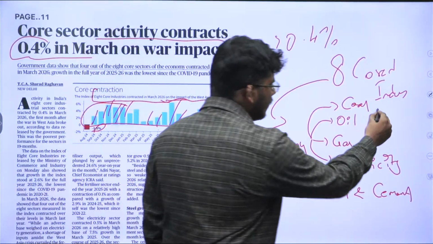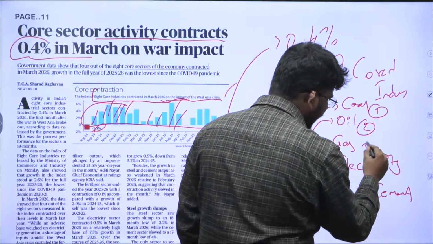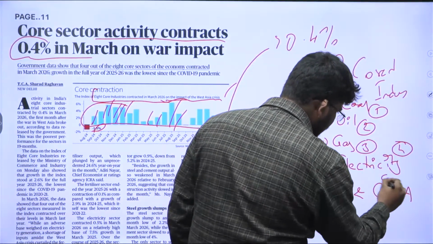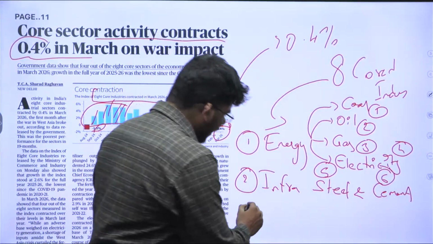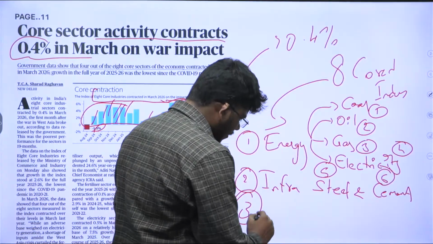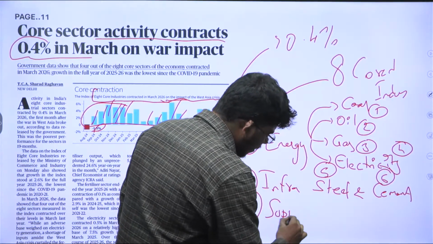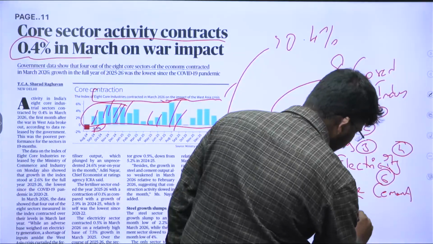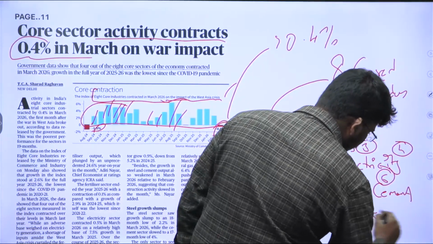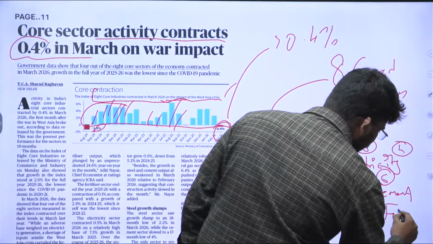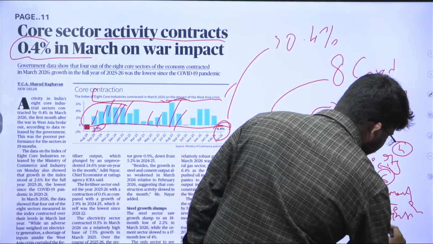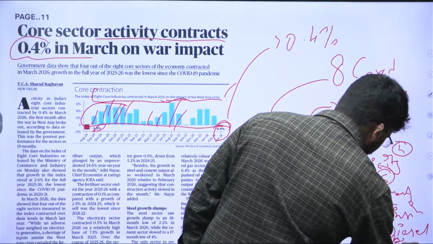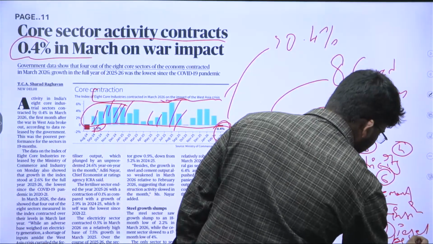So here we can see 1, 2, 3, 4, steel and cement 5, 6, and 7, and 8 was supply sectors like fertilizers and finished fuel goods, like diesel, petrol. These are the core sectors. So these are 7 and this is 8.